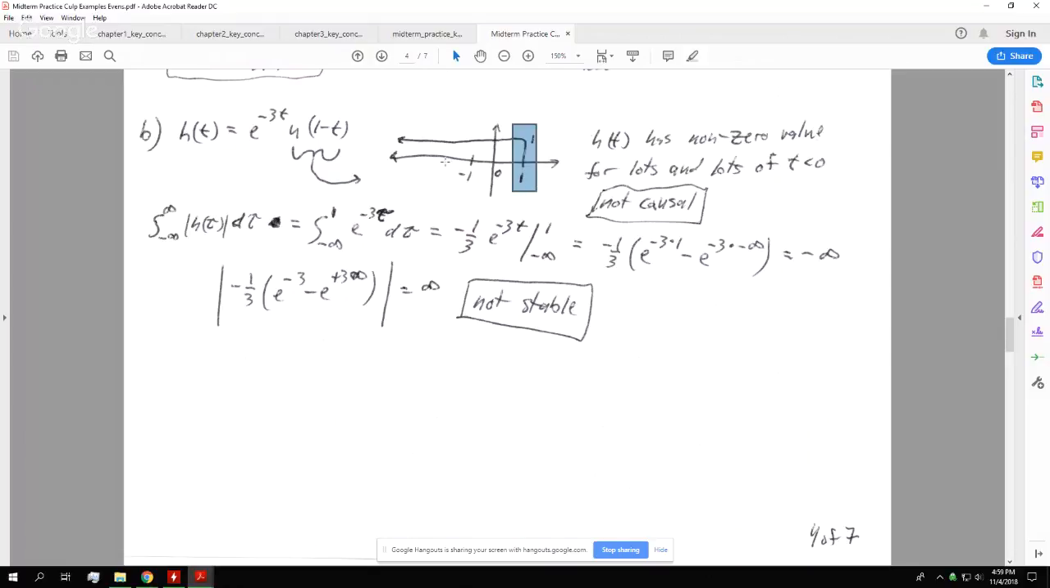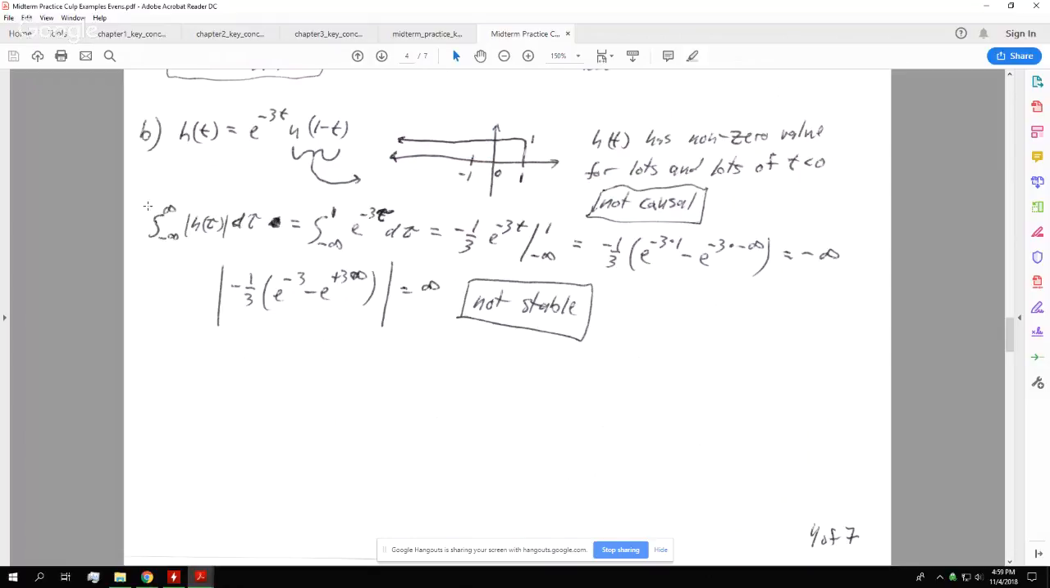And we're asking ourselves if this system is causal or not. Since h of t has non-zero values for lots and lots of t less than zero, again, this is a t because this is a continuous time signal, so I am using t correctly instead of n. This system is not causal because we have lots and lots of values that are less than 0.